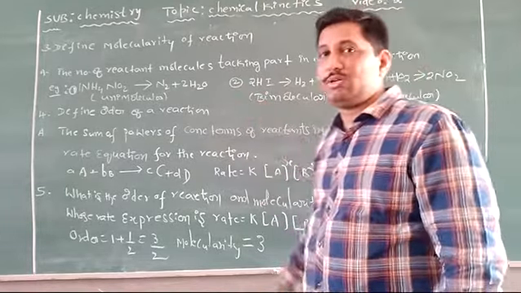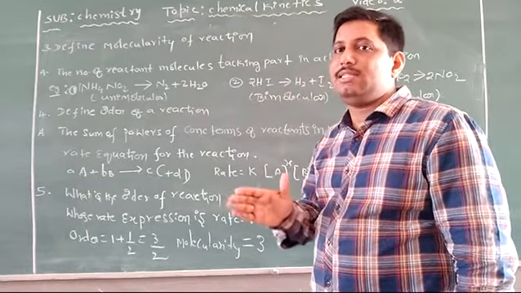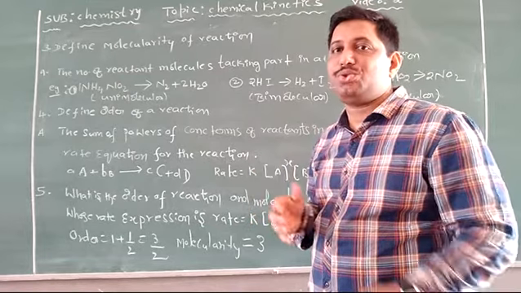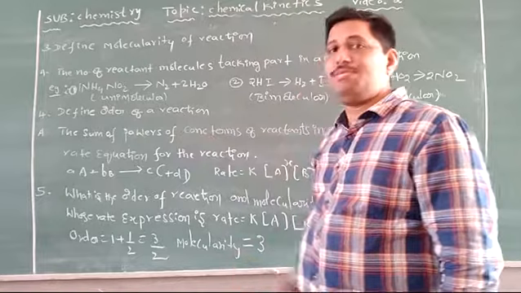That's why we will give a conclusion. The molecularity of the reaction may be 3 or less than 3. In very few reactions it is more than 3. Right, students. Next one, define order of the reaction.